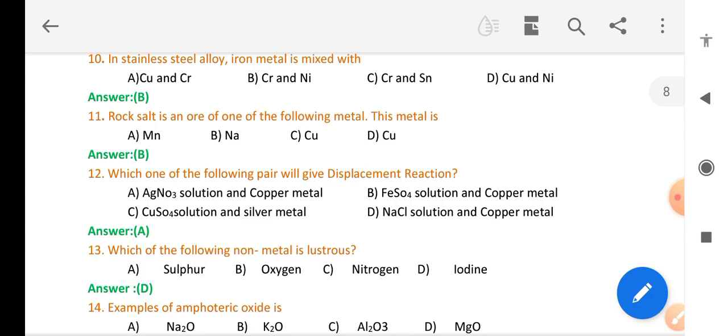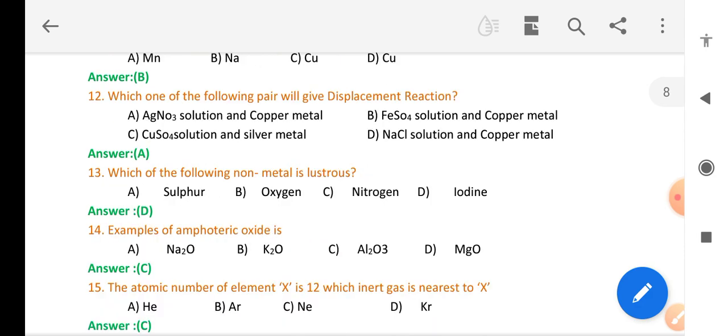We have many reactions, and an example of a displacement reaction is this: AgNO3 solution and copper metal. Which of the following is a lustrous non-metal? That is iodine. Iodine is an example of a lustrous non-metal property.